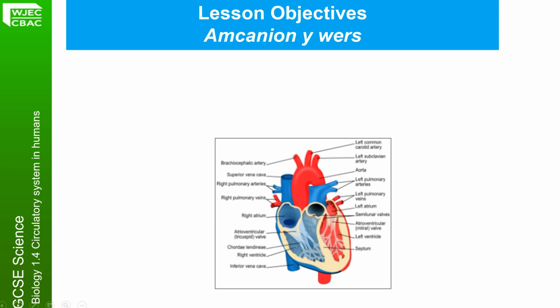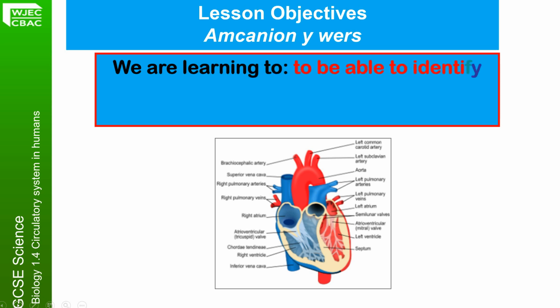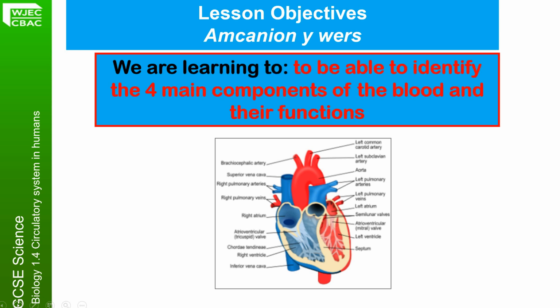So you need your booklet in front of you, and you need to turn to page 19 for me, please. And the objective is to be able to identify the 4 main components or parts of the blood, and also their functions. Functions is a posh word for job, the job of each part of the blood.